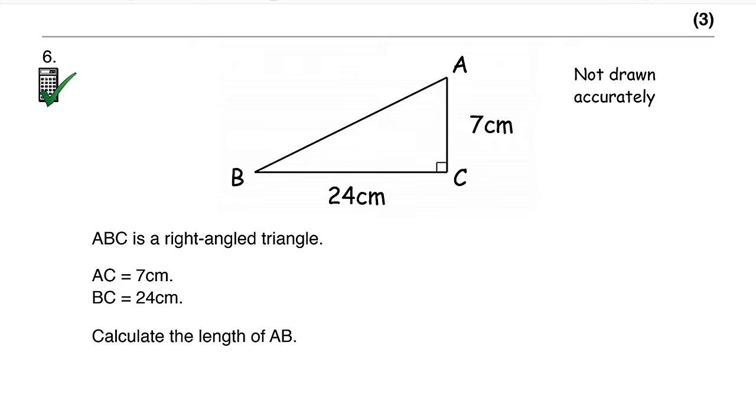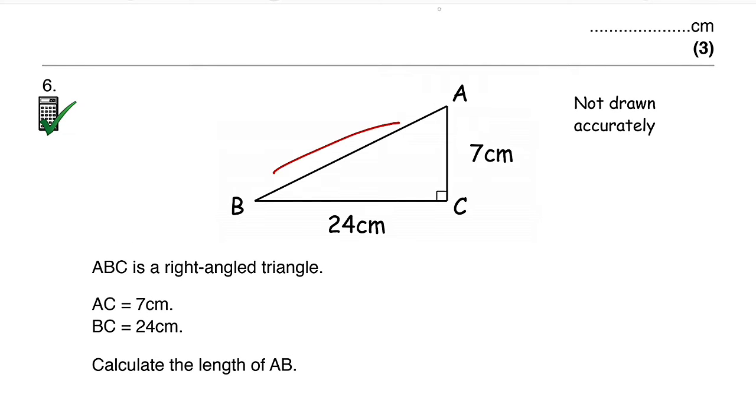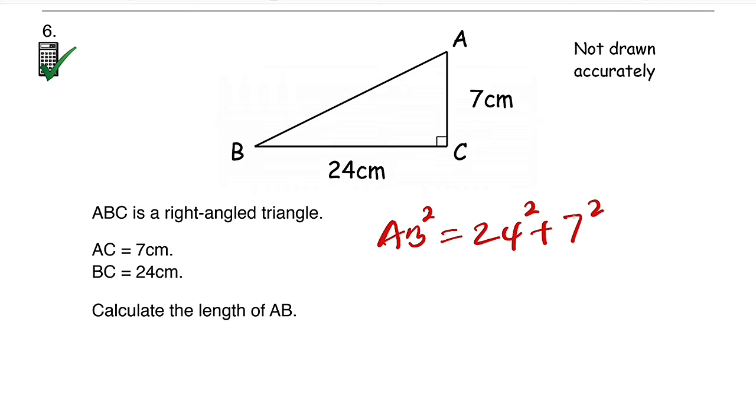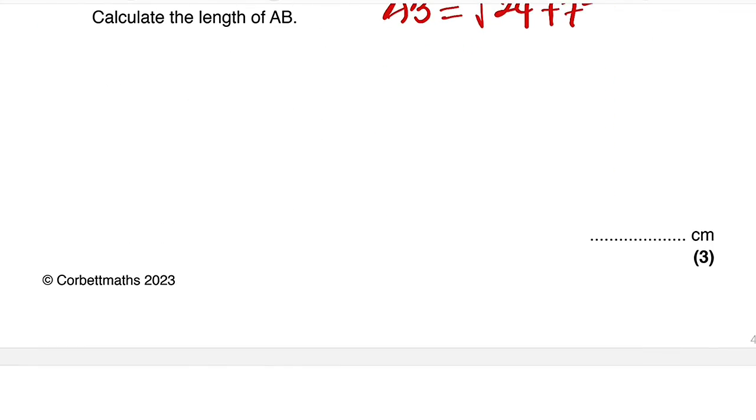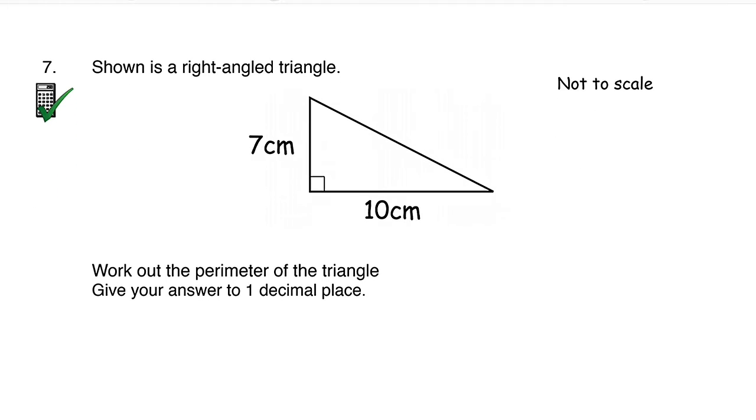We have a right angle triangle here, ABC. We are asked to calculate the side length of AB. AB is a hypotenuse. You can do the same thing. AB squared is equal to 24 squared plus 7 squared. After you have evaluated this, you can take the square root of both sides. So you have the square root of 24 squared plus 7 squared. Just simplify this and get the final answer. Let's move on to question number 7.